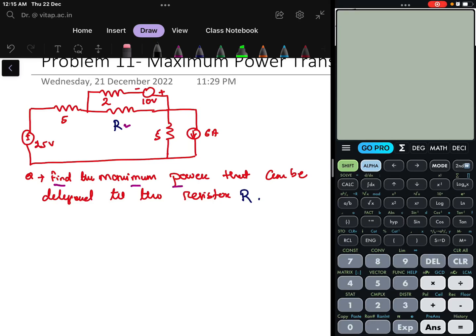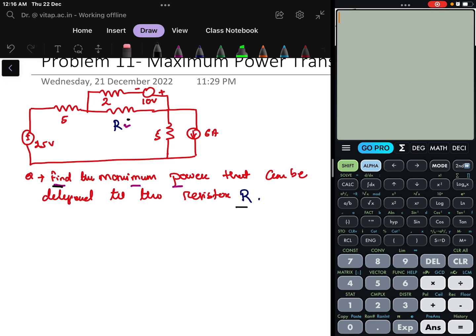In this video, we are going to discuss this problem which says: find the maximum power that can be delivered to the resistor R. The resistor R is given here, the value is not given, we have to find the maximum power that can be delivered here. So, for maximum power, what do we need to do?